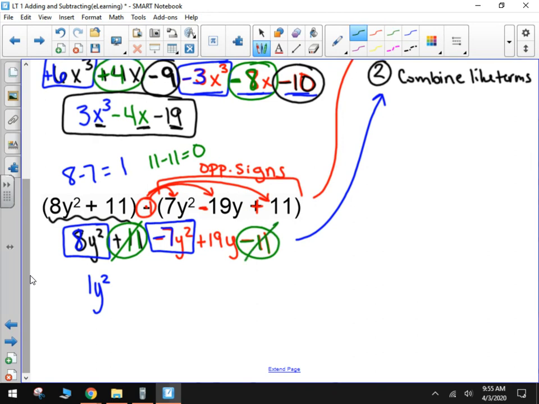The only term I'm left with is this +19y. So y all by itself, it doesn't have a little number. But if I look, there's no other term that just has y. So I just tag that onto my answer. So I put a +19y. And that is my answer.